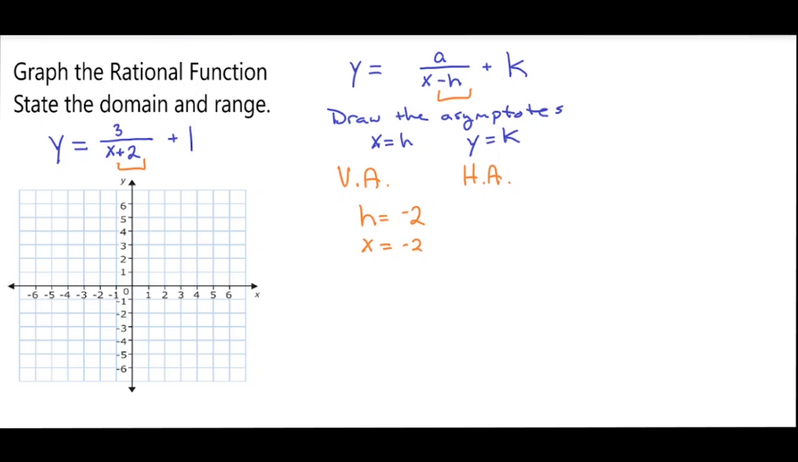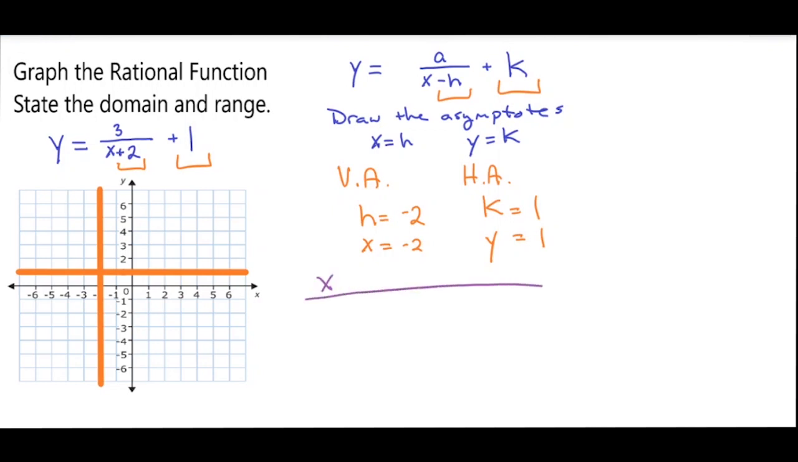Next, we're looking for the horizontal asymptote, and that's where k is. So you'll see over here we have a plus k, and here we have a plus 1. So that means that k is equal to 1. That means that y is equal to 1, and that's our horizontal asymptote. So I'm going to draw my asymptotes at x equals negative 2 and y equals 1.